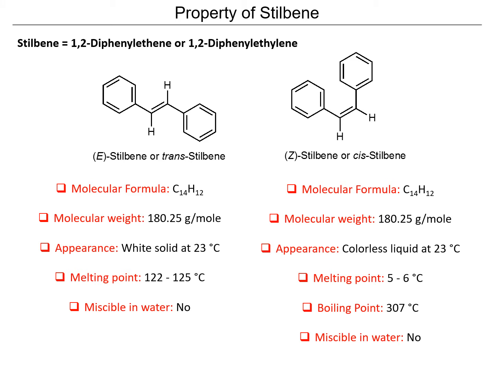These are the physical and chemical properties of Stilbene. We're going to be working with two different isomers, both the trans and the cis. Both have similar molecular formulas and similar molecular weights. The appearance is different considering the steric hindrance of both molecules. The melting points are completely different. And while both of them are not miscible in water, only the cis form presents a boiling point.